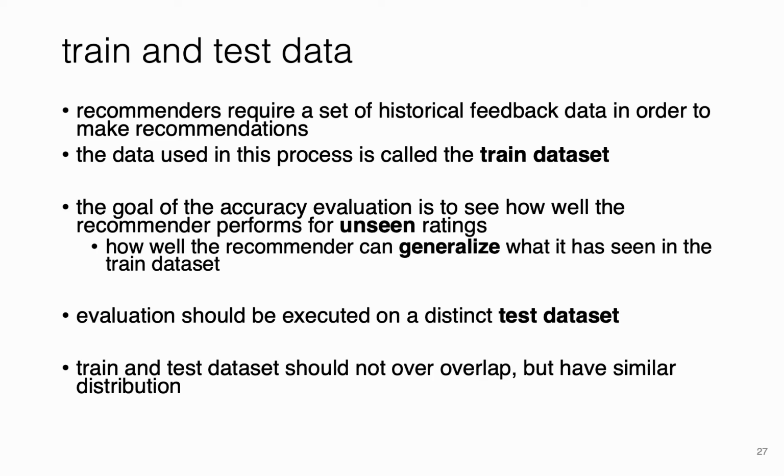For the evaluation to be meaningful, we should not measure accuracy on this training dataset. The reason is that the performance we see might not actually be the performance we get on unseen ratings, as the recommender might overfit the training dataset. So, we should evaluate on a distinct test dataset that is hidden from the recommender. However, the train and test datasets should have similar distributions.